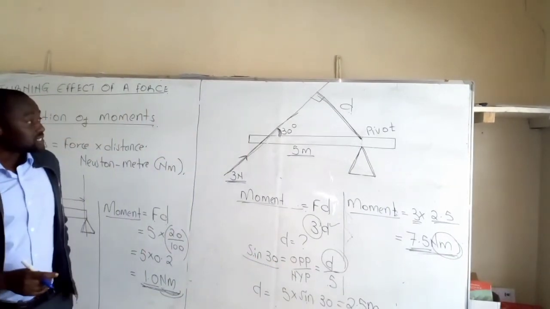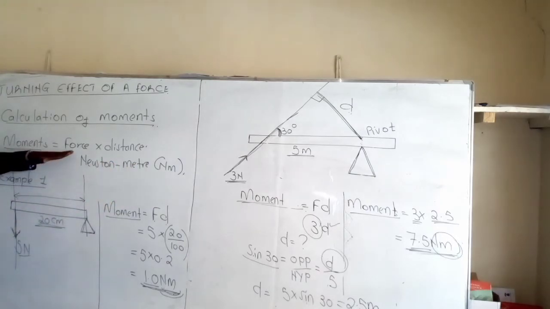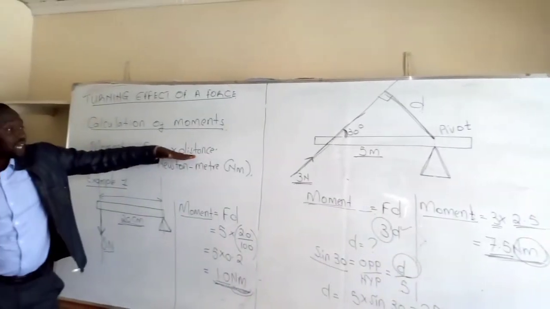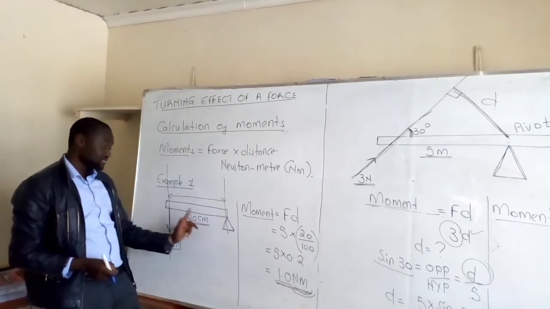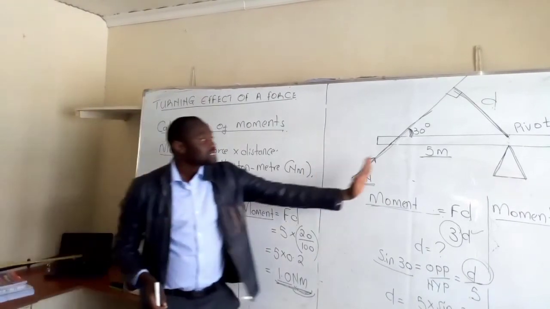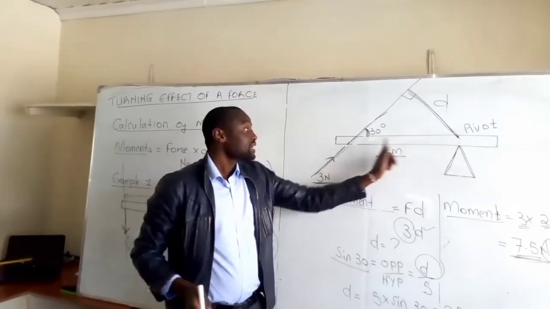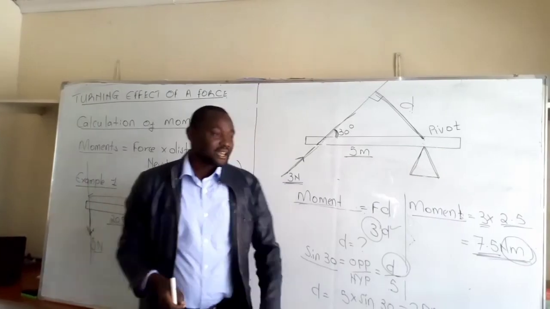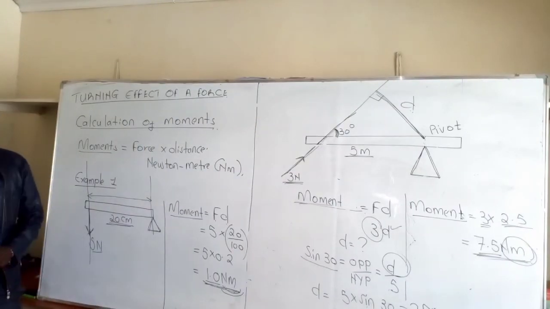So you can see simply that to calculate moments, it is force times the perpendicular distance. In this case, we took it directly. This is the perpendicular distance. In this case, we could not take this distance, because it is not the perpendicular distance. In the next part, we'll be looking at the principle of moments.